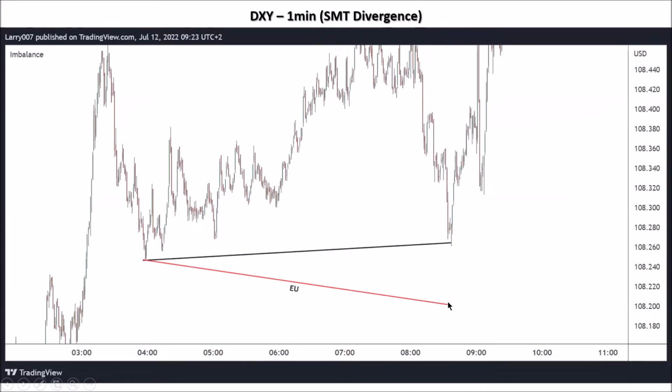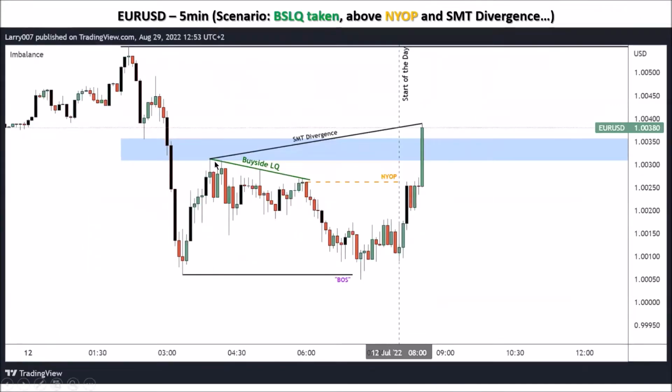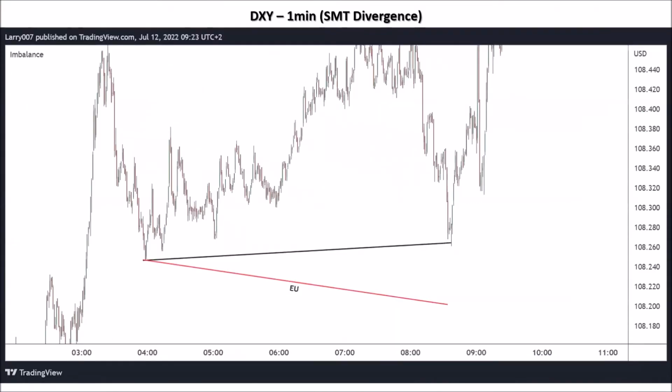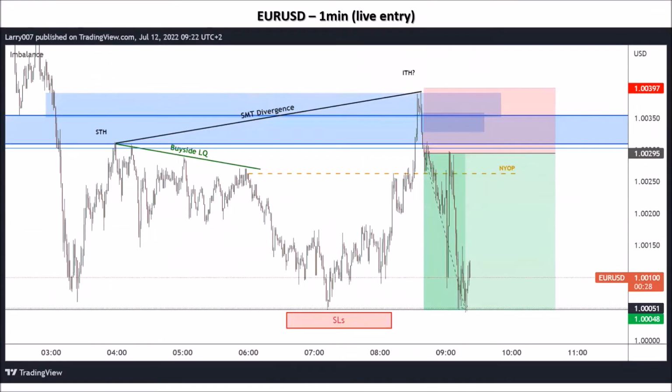And on EU, it has been taken. So on EU, it's a high, it's not a low. Okay, this high from 4 a.m. has been taken on EU. So this is what we call the divergence, SMT divergence. So now that we have this divergence, what should we do? So I use the SMT divergence for entry.